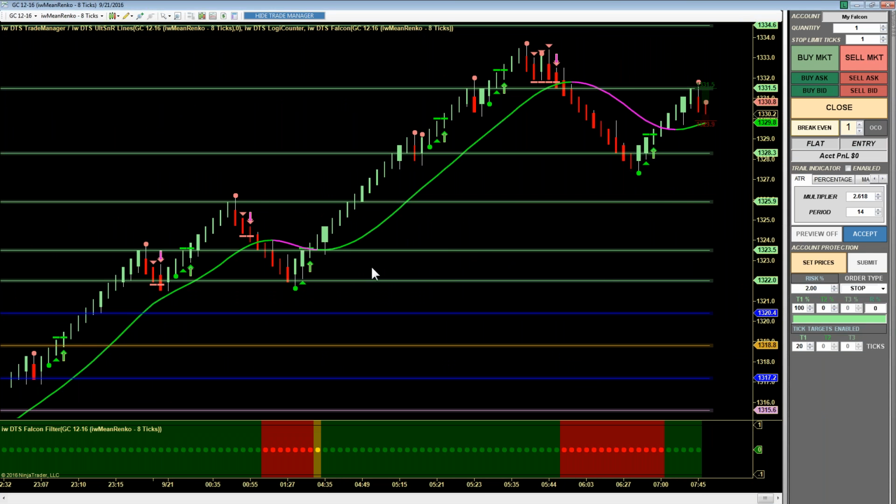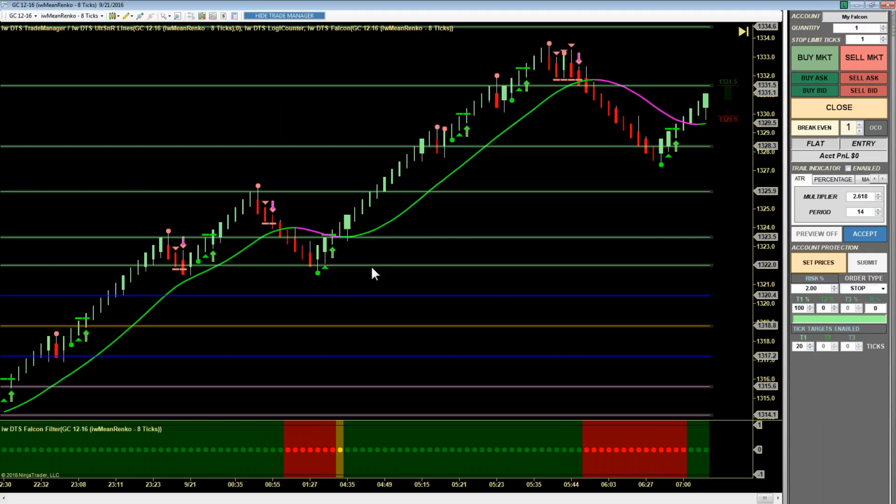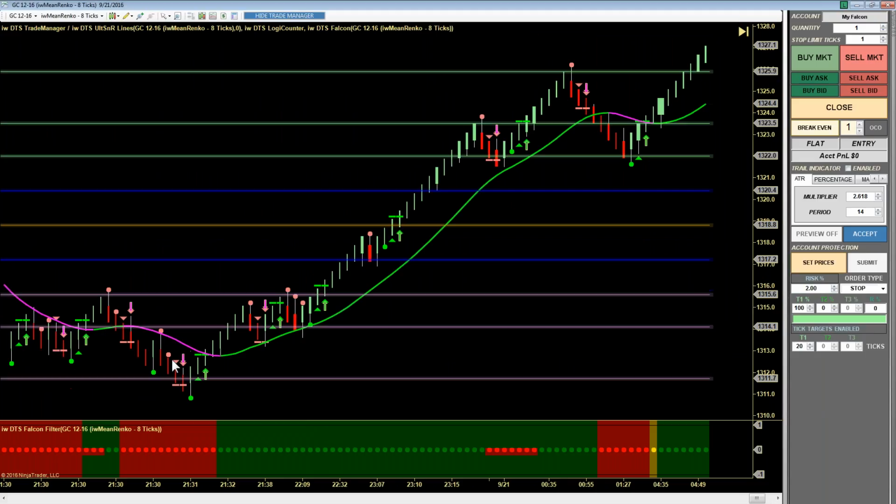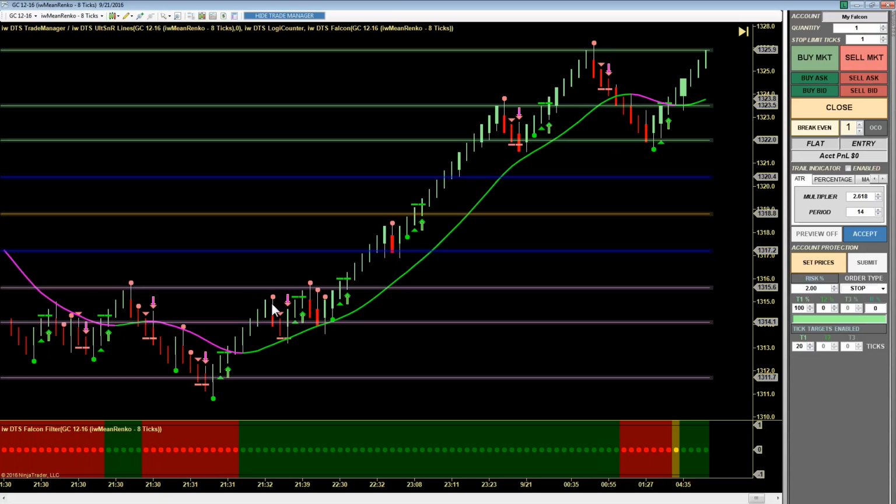Here's gold on the Falcon. And same thing, we had a trend change down here, trend change signal. Well, the market just blew through 1, 2, 3, 4, 5 zones. That's a lot. Very strong rally there for gold.